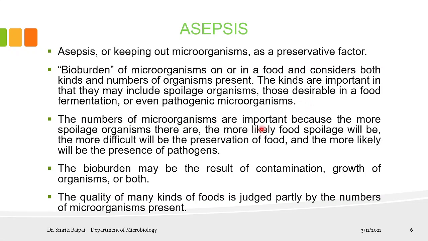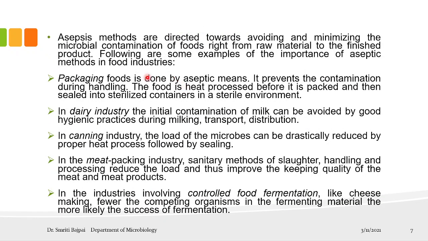Now the number of microorganisms is also very important, because the more organisms there are, the more likely the spoilage. So if the food has a greater number of microorganisms, there are more chances of the food spoiling easily. So bioburden may be the result of contamination, growth of organisms or both. Now the quality of many kinds of food is judged partly by the number of microorganisms present. So this is the first method, asepsis, in which we look at how we can keep the microbes away. Asepsis methods are directed towards avoiding and minimizing microbial contamination.